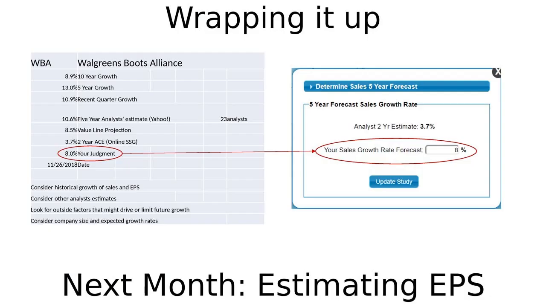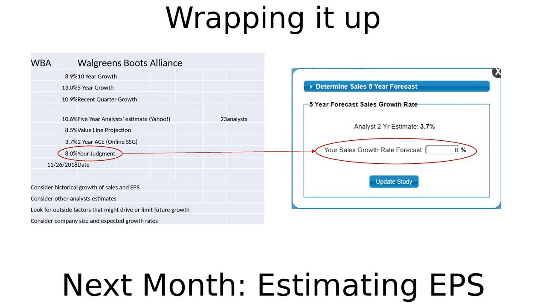Okay, so wrapping it up, you can see I have my spreadsheet here, and I improve the spreadsheet every time I work on it. When I find something new that I want to do to it, I do it. So the 10-year growth, 8.9%, the 5-year growth, 13%, recent quarter. Remember, recent data is more important than long-term data. 10.6% 5-year, 10.9 recent quarter. Value Line says 8.5. The 2-year estimate says 3.7.